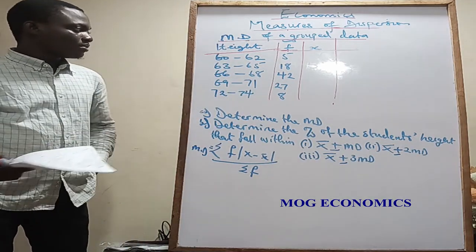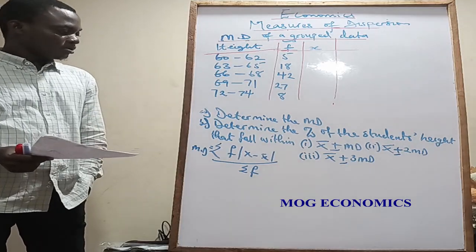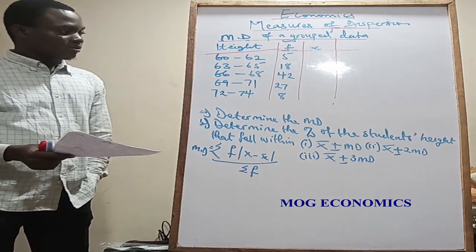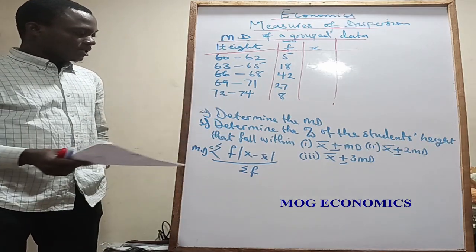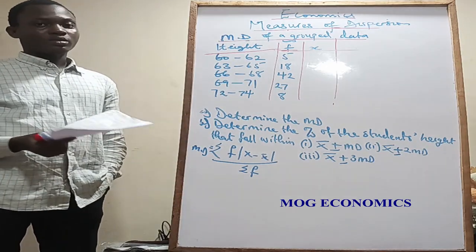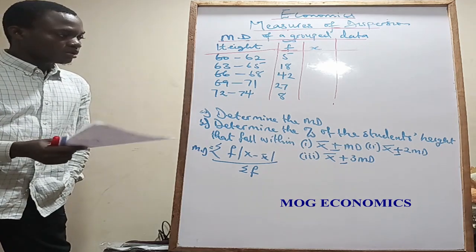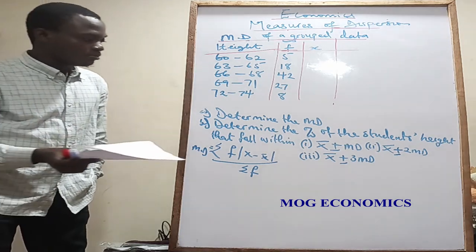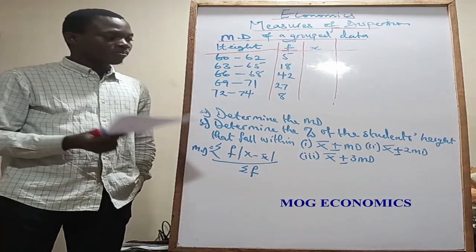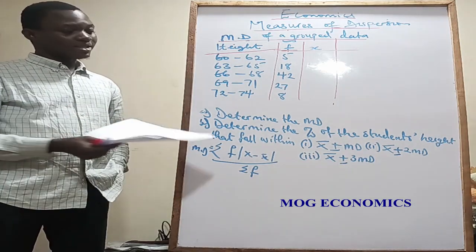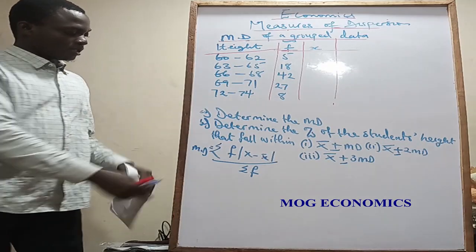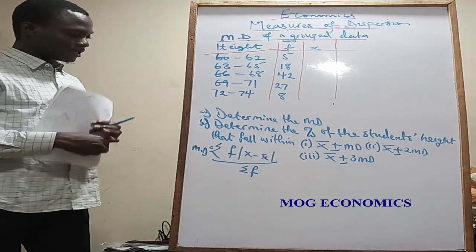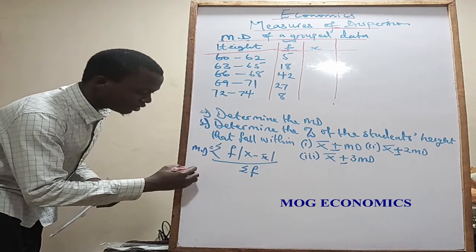Looking at this particular question, A, determine the mean deviation. Then B, determine the percentage of the students, because it's talking about student height, determine the percentage of the student heights that fall within the mean plus or minus one mean deviation. Then the mean plus or minus two mean deviations. Then the third one, the mean plus or minus three mean deviations. So I think that is actually where the real question is. Anyways, let's use this formula to first get our mean deviation.